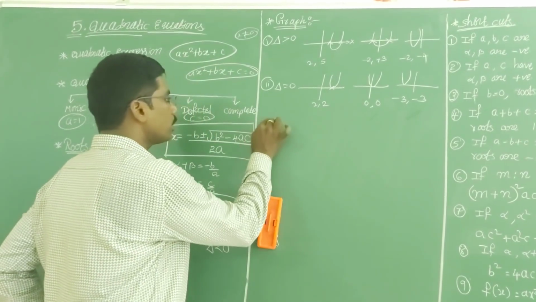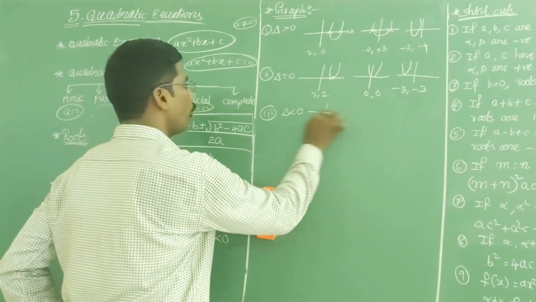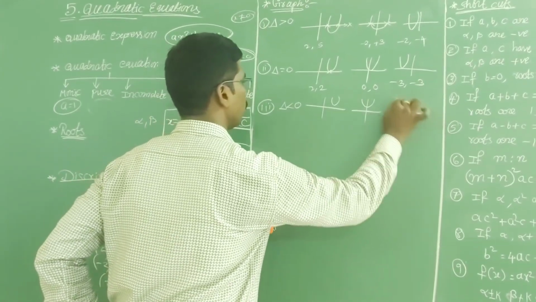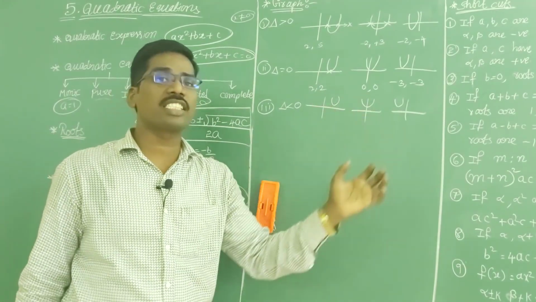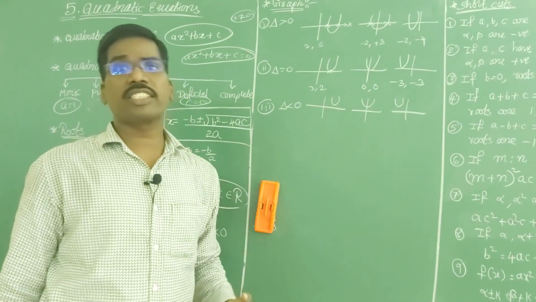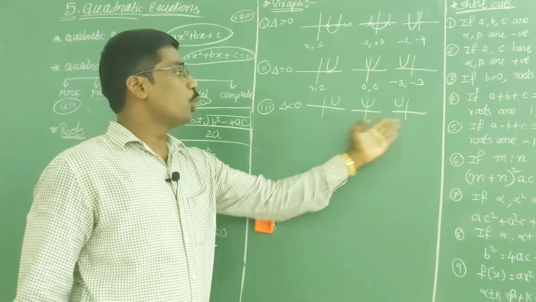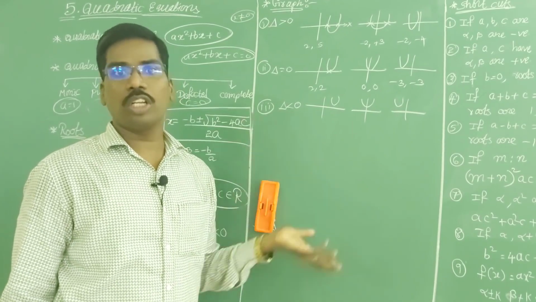If delta is less than 0, then the graph will be like this. So there are no real roots because it is not touching the x-axis. A graph which touches the x-axis, only then can we say that is the root of the quadratic equation. In this, no graph is touching the x-axis, so we can't say it is a solution of the equation.